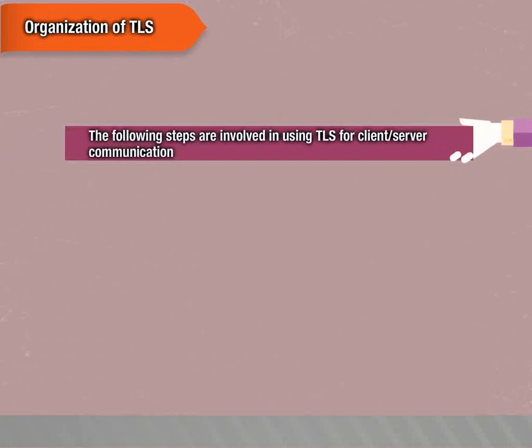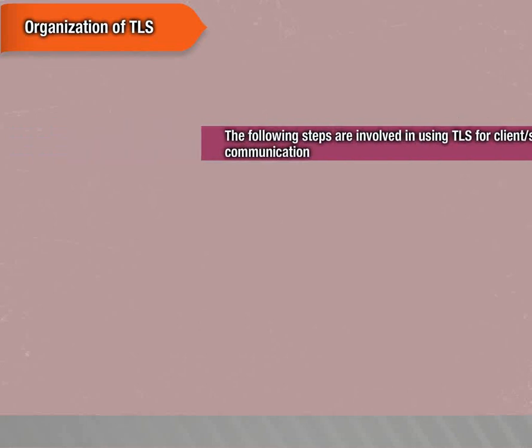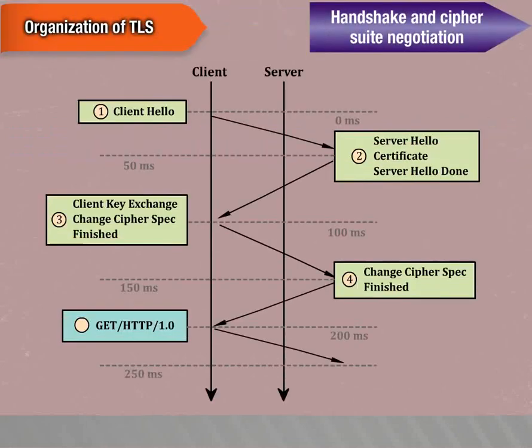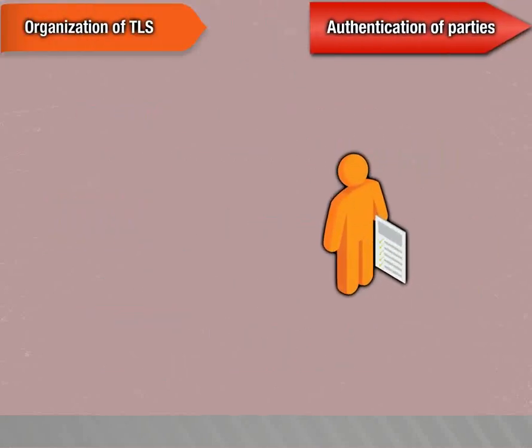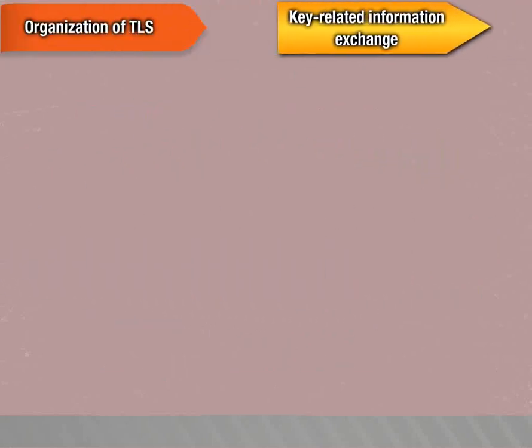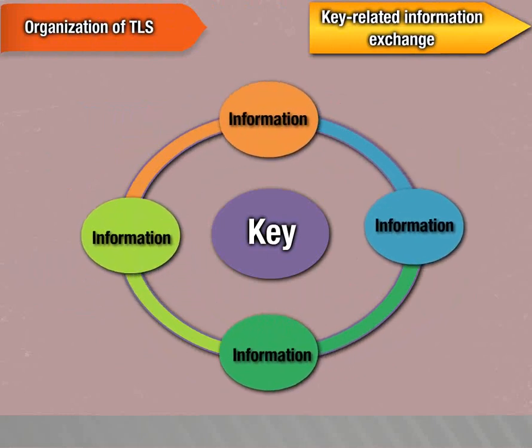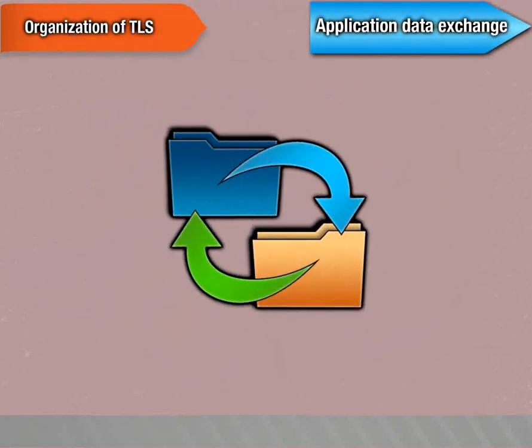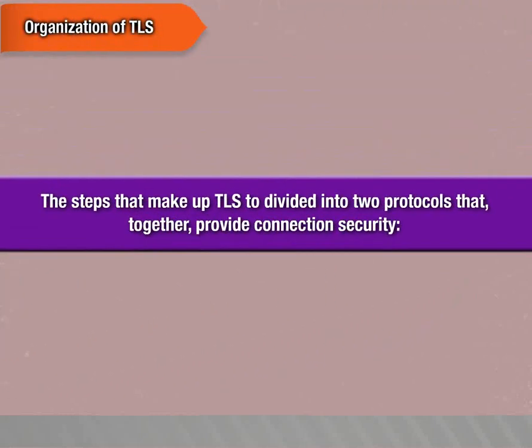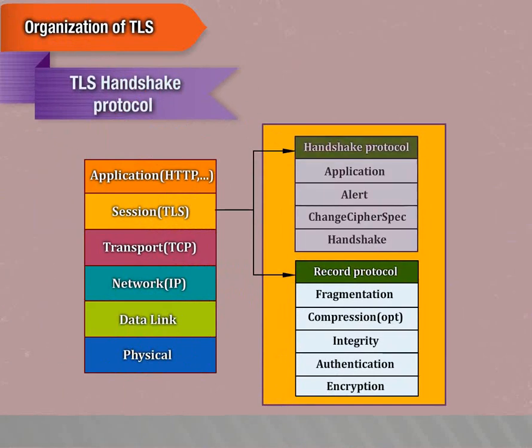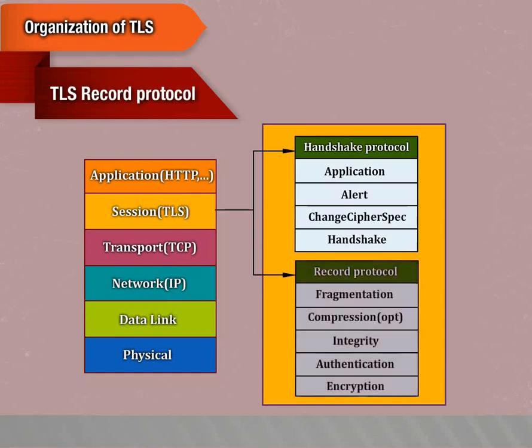Organization of TLS. The following steps are involved in using TLS for client-server communication: handshake and cipher suite negotiation, authentication of parties, key-related information exchange, application data exchange. The steps that make up TLS are divided into two protocols that, together, provide connection security: the TLS handshake protocol and the TLS record protocol.